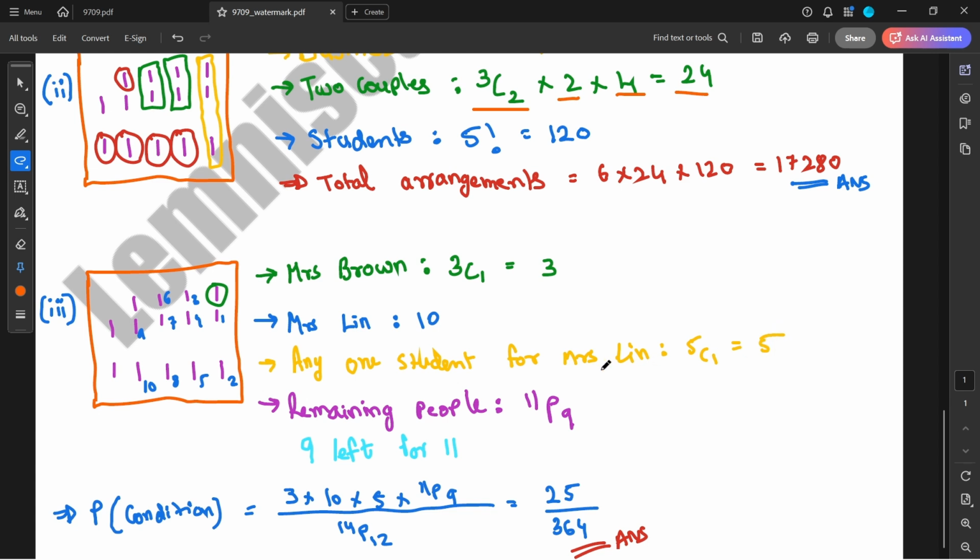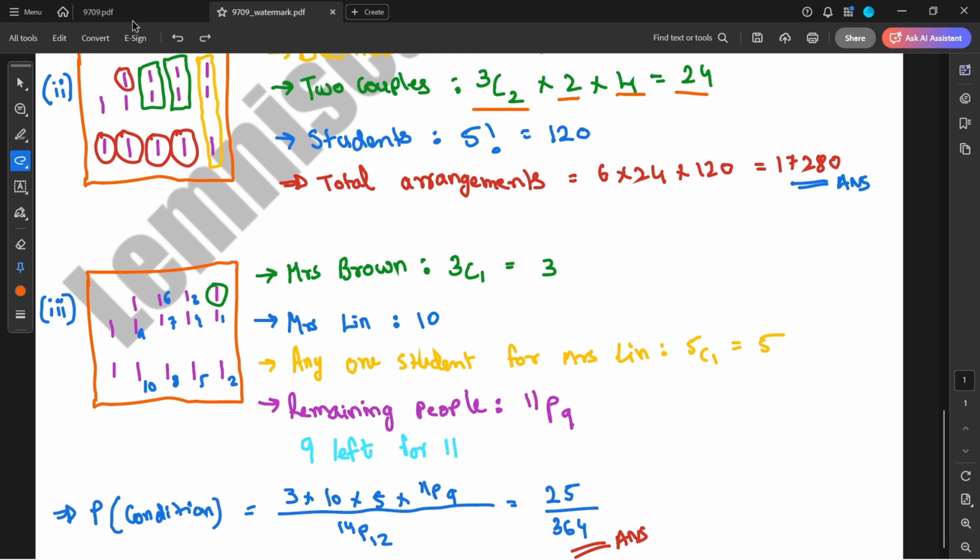So out of 12 people, I have already decided where Mrs. Brown, Mrs. Lin, and this particular student are going to sit. So out of 12, if I remove 3, I'm just left with 9. And in the whole plane, there were a total of 14 different seats. Out of 14, if I remove 3, I'm left with 11 seats now. So for the remaining people whom I have not yet arranged, there are 11 such places where I can arrange them. How many of them? 9 of them. And that is why 11P9 will be their particular arrangements.